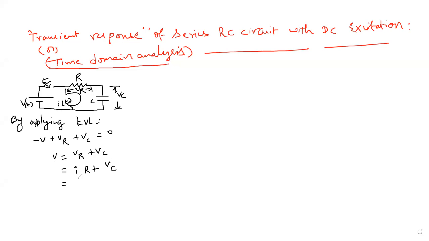What is the formula to calculate the current passing through a capacitor? C into dVc by dt. Into R, R is a constant, so I am writing it in front, plus Vc, equal to V. Now from this you need to apply your mathematics, just refinement of the equation. So V minus Vc equals RC into dVc by dt.